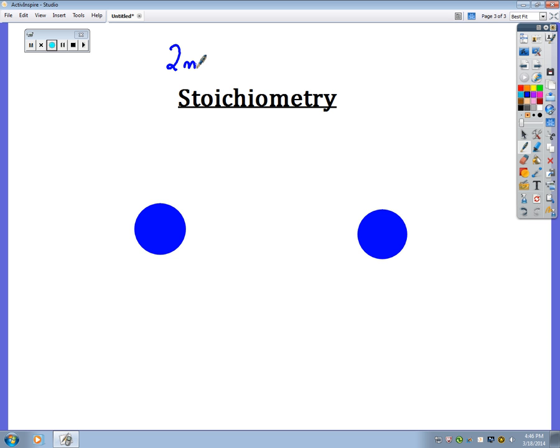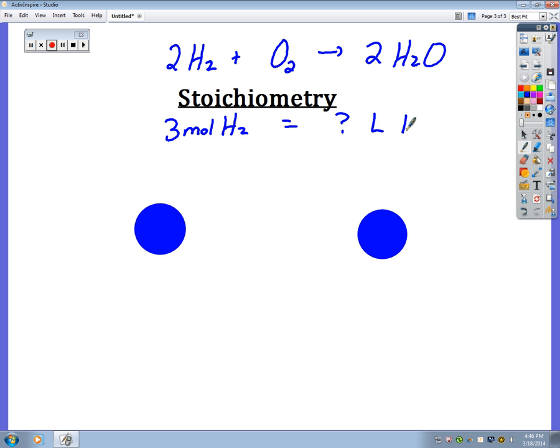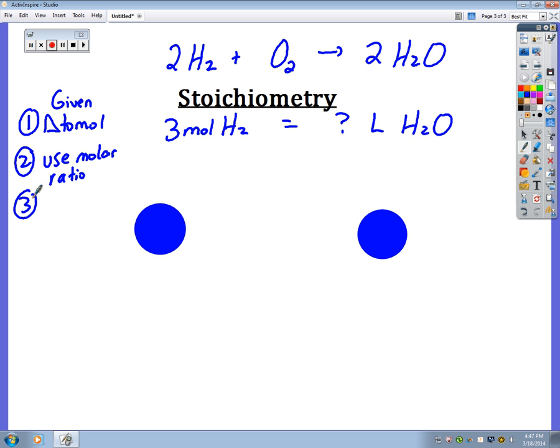2 moles of hydrogen, or molecules, plus 1 mole of oxygen, right, makes 2 moles of water. So let's say I have 3 moles of hydrogen, and I have no idea how many liters of water. Let's do this equation. So, if you don't want to use my bridge and you just want to use steps, the first step is change to moles of your given. The second step is use the molar ratio. The third step is to change back to whatever you need, what you want to find.